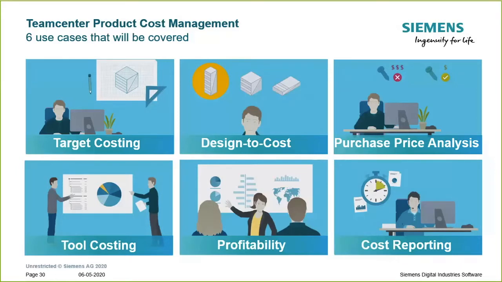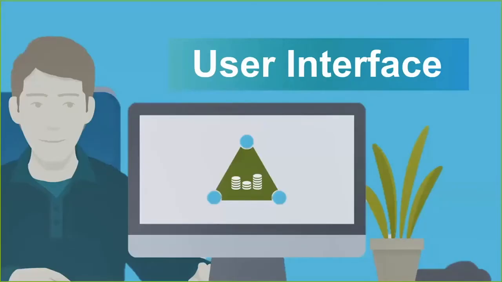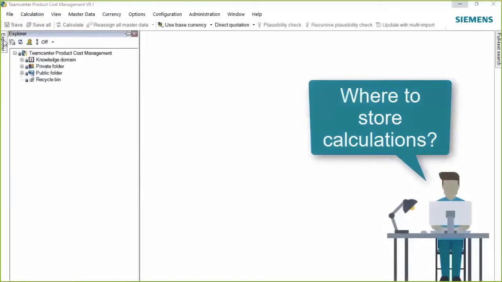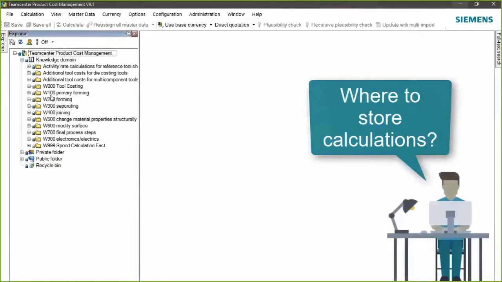So let's start with the user interface. Most of you here are not aware of the interface that we have, so here we can show you where to store calculations. On the left we have the Explorer. Normally here is where we leave the reference processes in the knowledge domain. Here I have my own private folder where I can store my own calculations, and the public folder where I store my company calculations. In this case it is empty because we didn't start any calculations yet.